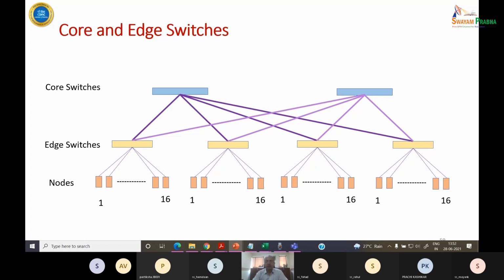And in practice you may not have all 64, you may have some free spaces, and if available, then you can add to it. But the moment you cross this 64, then you will have to add edge and core switches. Okay, this is about the tree structure.